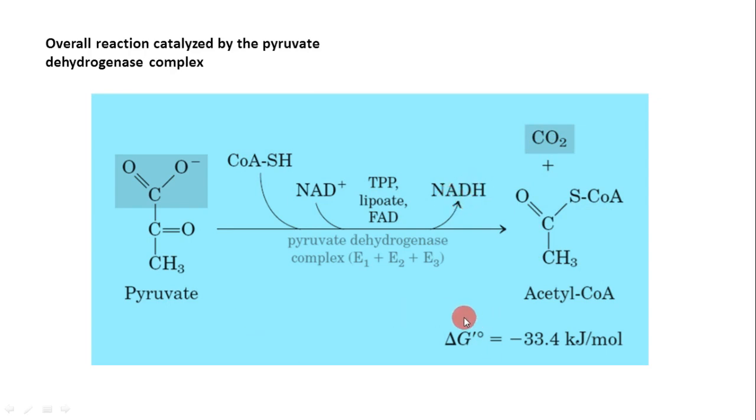So here the delta G0, the net energy change, is minus 33.4 kilojoules per mole of pyruvic acid. So I hope all of you understood this topic very well.